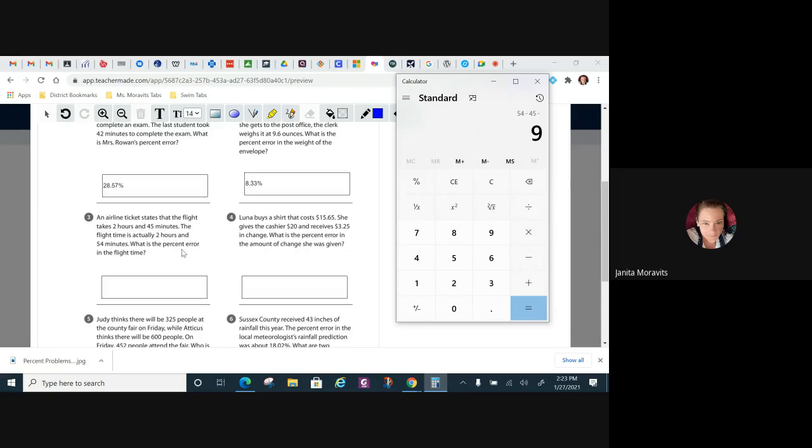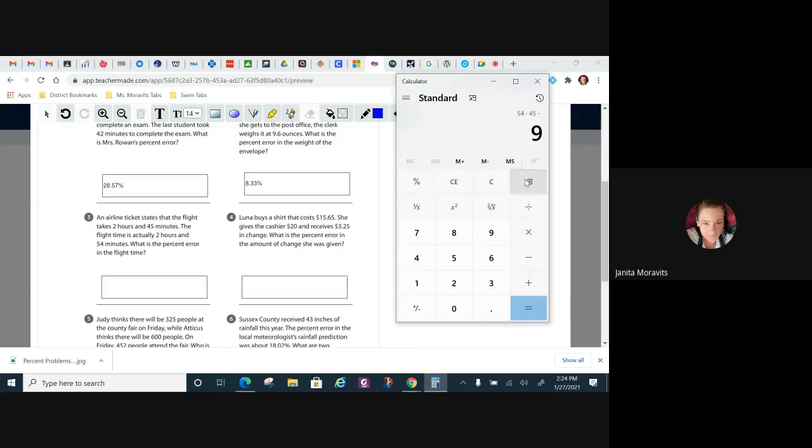Now, it says, what is the percent error in the flight time? Now, when you're using the actual amount, you actually have to use this 2 hours and 54 minutes. Now, you can't put that into a division problem. So you've got to change this 2 hours to minutes and then add it to the 54. So 2 hours at 60 minutes per hour, 2 hours is 120 minutes. And 120 minutes plus 54 minutes is 174 minutes. So you're going to have to use 174 for the number of minutes.